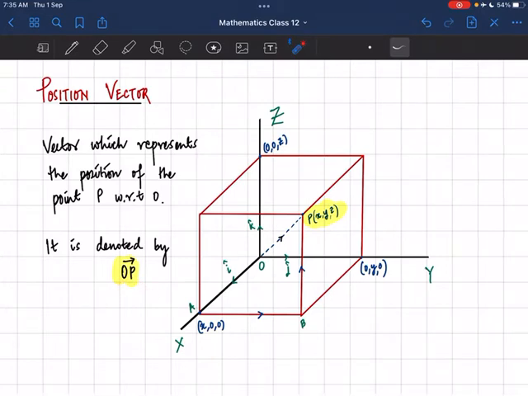Now how to get that OP vector? If you look carefully, this OP vector we need to get from the point O to this point P. So basically we need to reach this point P. Now how to get to that point? Initially we see a vector in the x-axis, that is OA vector. Now OA vector is given by what? The coordinate of A is x, 0, 0. So that's the coordinate of x.